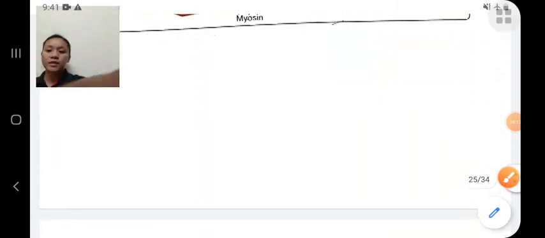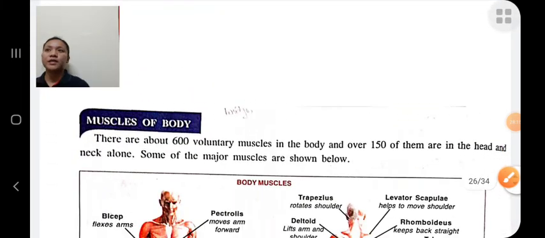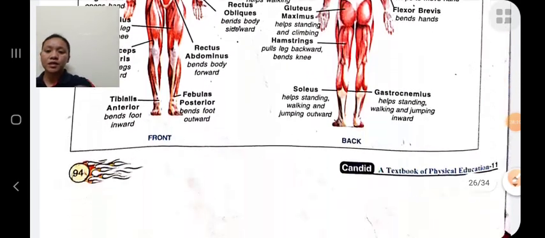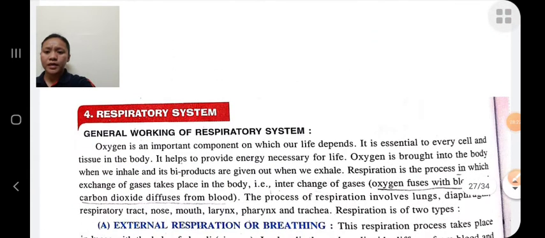Respiratory system. In the respiratory system, oxygen is inhaled and carbon dioxide is exhaled. It consists of the mouth, nose, larynx, pharynx, etc. In the respiratory system, oxygen is diffused into the blood and carbon dioxide is diffused from the blood. There are two types of respiration: external and internal.